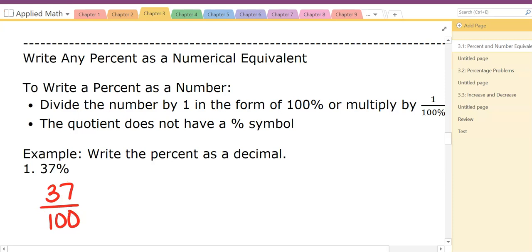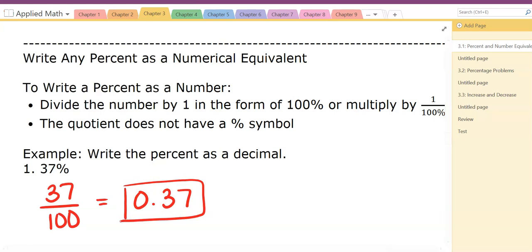You don't need a calculator to do that if you guys know how to move your decimal place, but you're just going to get 0.37 for that. Okay, so do numbers 2, 3, and then on the back side, go through number 7. Write down what you think those decimals should be.